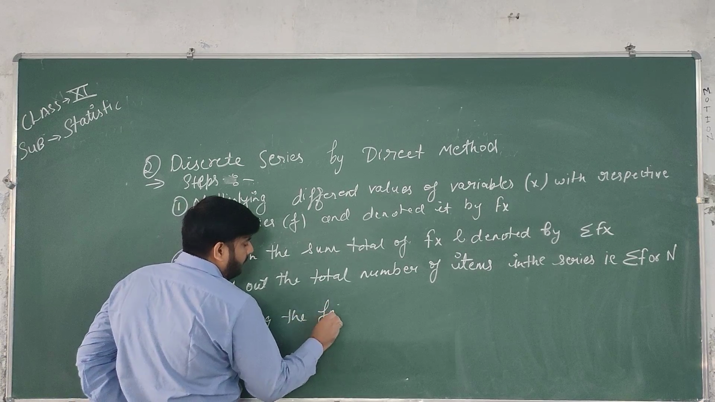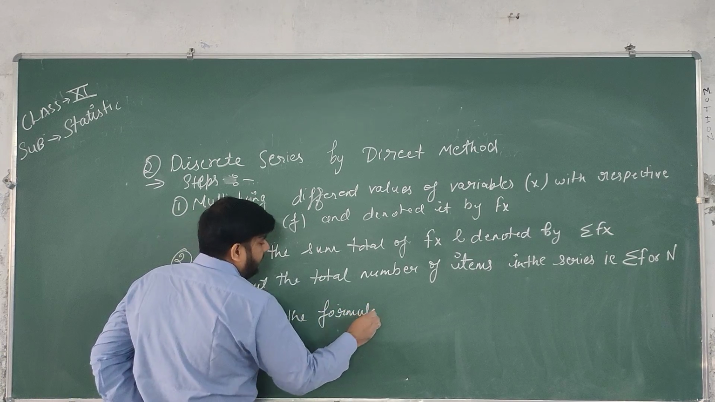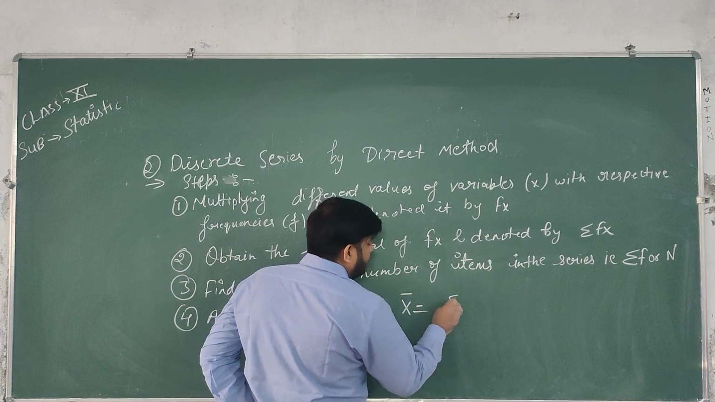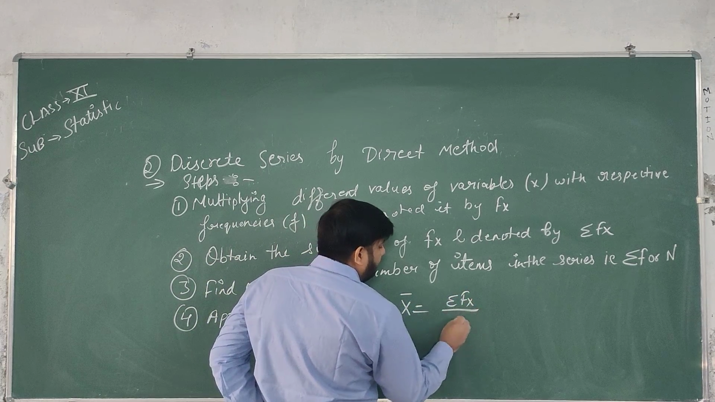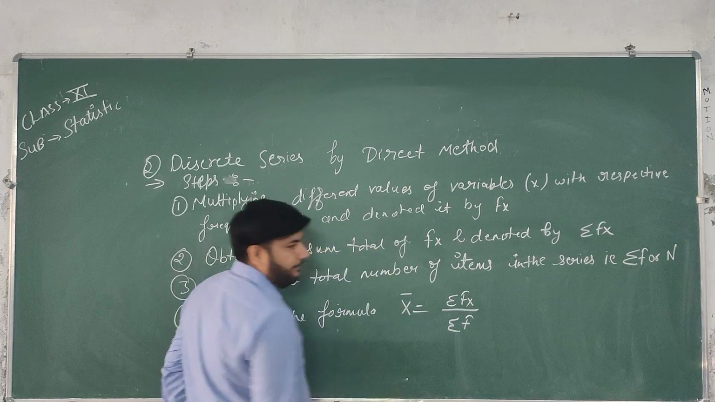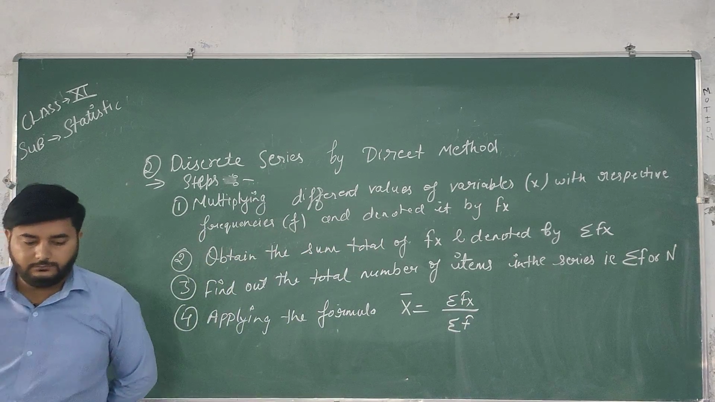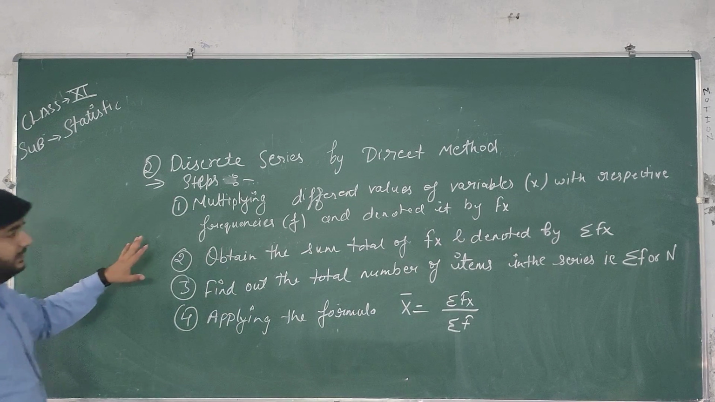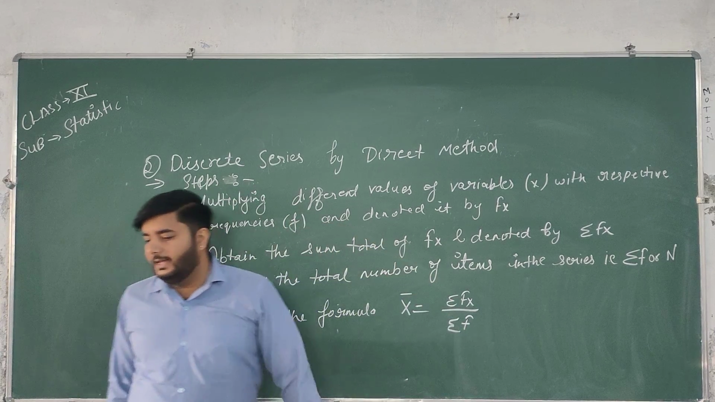The fourth step is applying the formula. Then at last we apply the formula, that is mean is equal to sigma fx upon sigma f. So these are the steps of calculating a mean under the direct method in discrete series. So let us understand these steps with the help of an example.